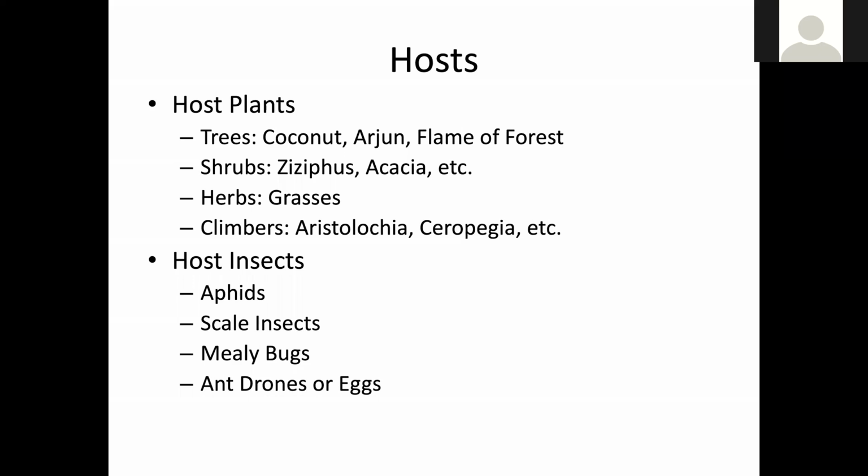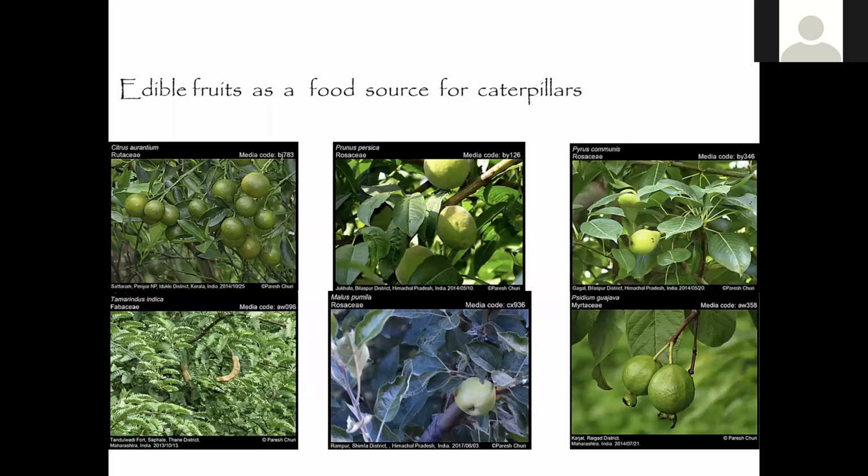Edible food as a food source for caterpillars. There are some caterpillars which are known to use limes, lemons, peach, pear, even tamarind, even apples, even guava, and also lychee as their host plant. Okay. So I will move on to the next slide.